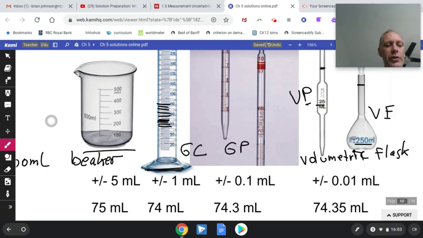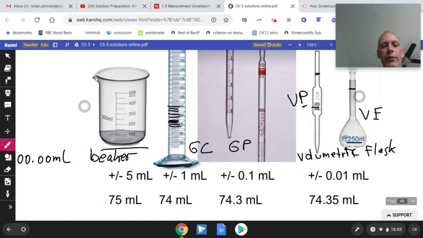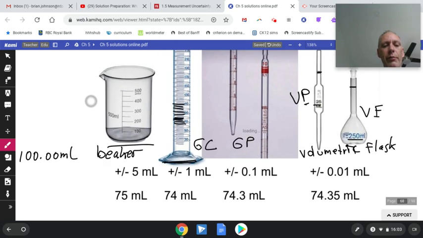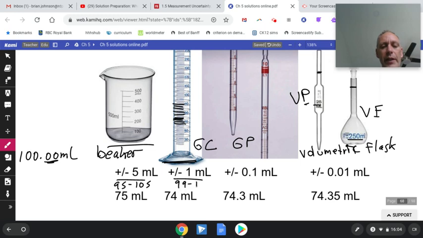If I asked you to measure 100.00 milliliters using a beaker, you would be able to get within 5 mL. So for example, you might get 95 to 105. You get within 5 mL of what I'm asking you for, but I want this level of accuracy. A graduated cylinder gets you within 1 mL, so I could get between 99 and 101. And you can see these examples down here. So that's not good enough either.